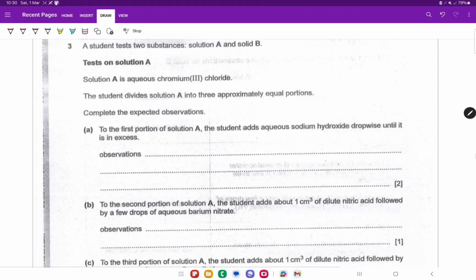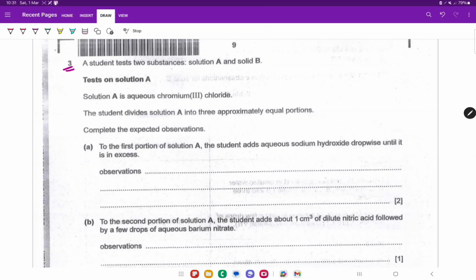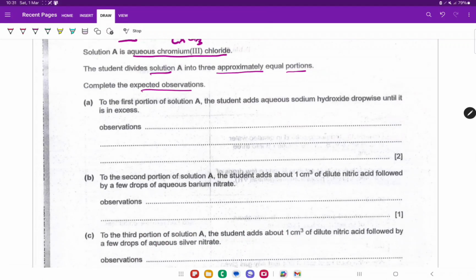Now question number 3: a student tests two substances, solution A and solid B. One is a solution, the other is a solid. Now the test on solution A is already given: it's aqueous chromium(III) chloride, CrCl3 solution. The student divides the solution into 3 approximately equal portions and completes the expected observations.